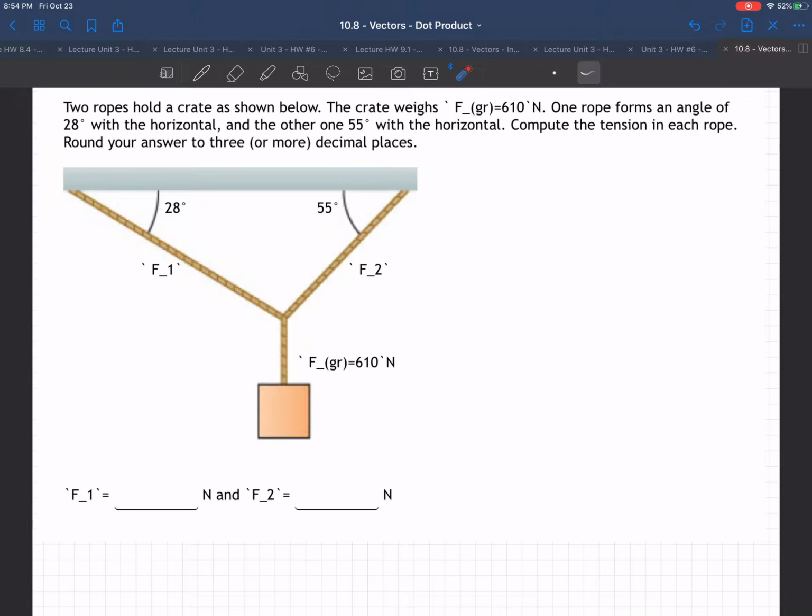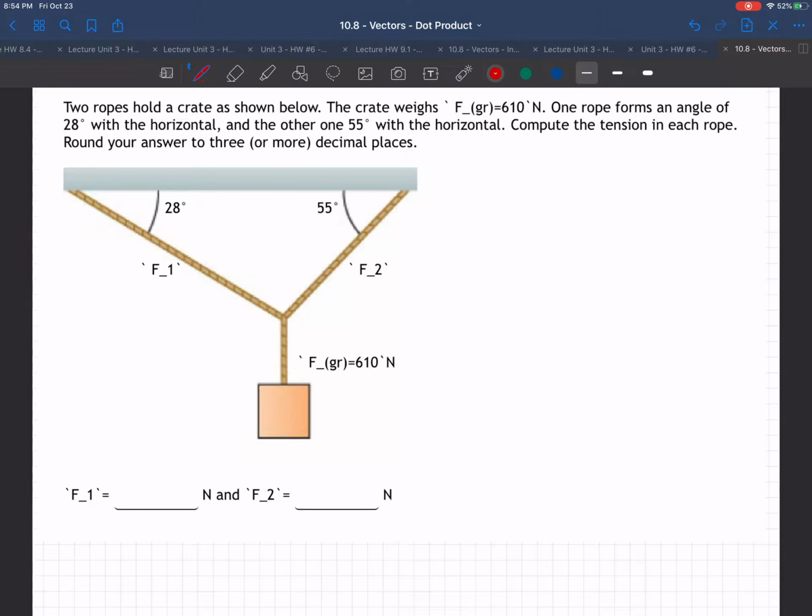Here's an example with some ropes holding up a crate of some kind. They're telling us about the angles and the weight of the crate. And in the end, they give us these two angles for the ropes, and they want us to find the force or the tension. Same thing. The tension in a rope is the force the rope exerts.